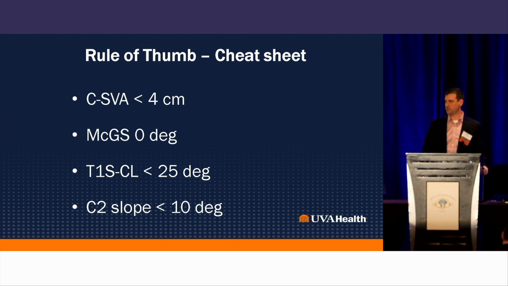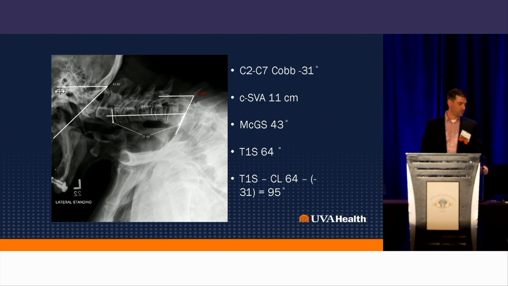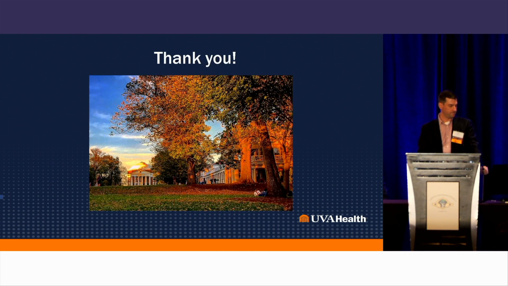So it's one easy one that you can just measure. This is a patient with a pretty significant deformity, and I just measured all the angles here. C2-C7 Cobb is minus 31. They have a cervical sagittal vertical axis of 11. McGregor slope is 43. They're looking at the floor. T1 slope is 64 and the mismatch is 95. So clearly a deformity that could be addressed.